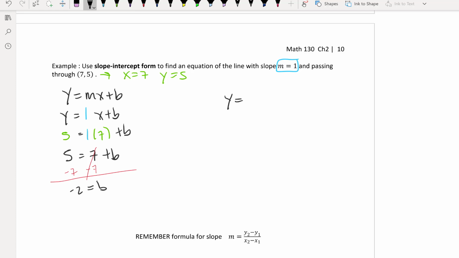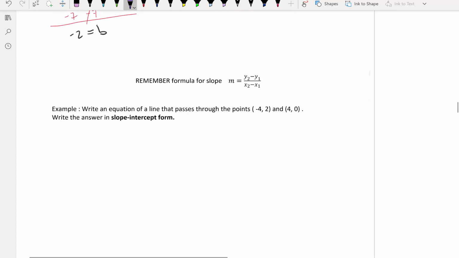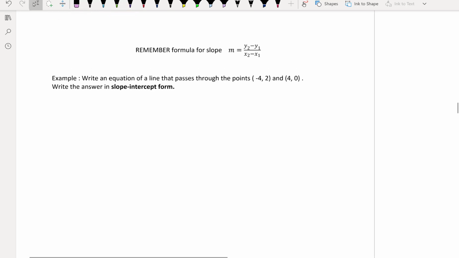So I have y is equal to mx plus b. Remember that m value that I got was 1. It was given to me. And that b value that I just figured out was -2. So that is going to be my final answer. And of course, remember the formula for slope. It's the difference of y's divided by the difference of x's.